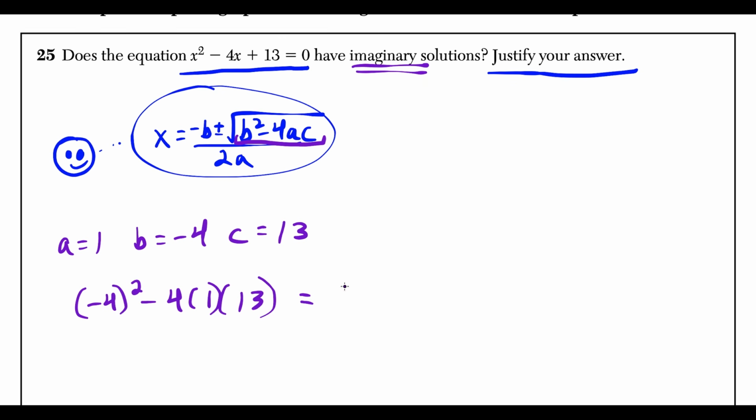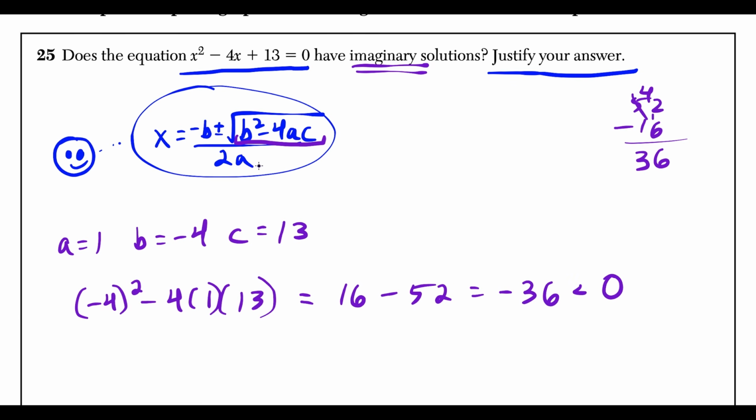So now we work this out. We have 16 minus 4 times 13, which is 52. I could use a calculator for this, but I'm just going to do the subtraction on the side. I would borrow, and this works out to 36, but that would be if it was 52 minus 16. We're doing it the other way, so this will be negative 36, which is less than 0. So right away, I see that we have a negative under the square root, which tells us that we have imaginary solutions.